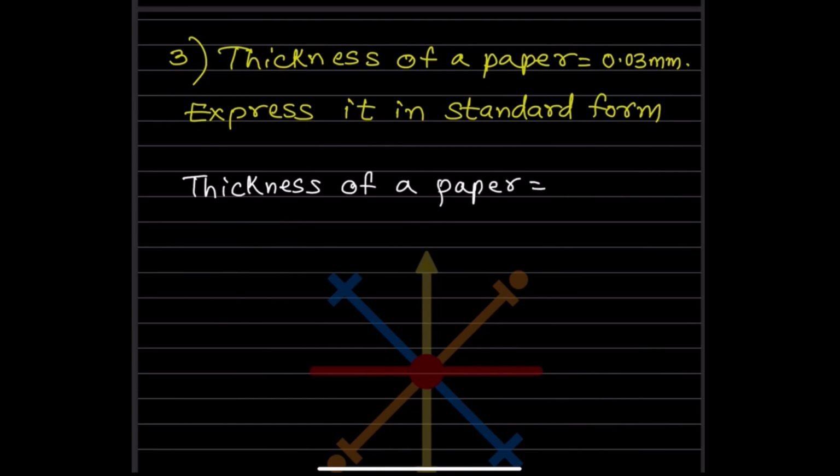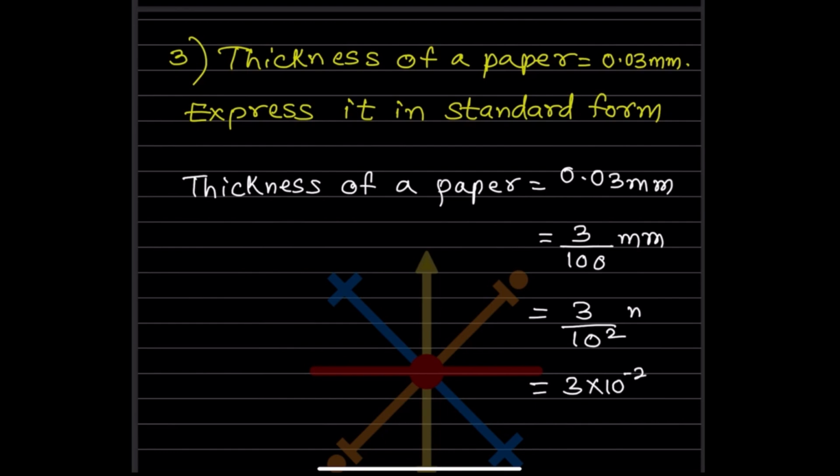That is 0.03 mm. So now this can be written as 3 divided by, because after the point there are two numbers, this will be mm. So this can be written as 3 divided by 10 raised to 2, but then this we are going to take in the numerator, which means it will be 3 into 10 raised to minus 2. Either you put a bracket or you can keep it as it is, both are the same.